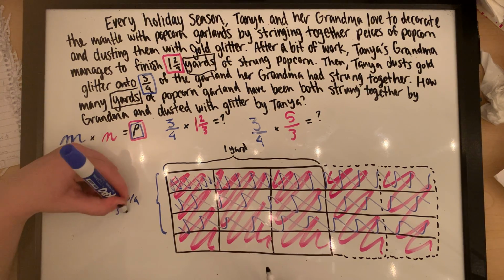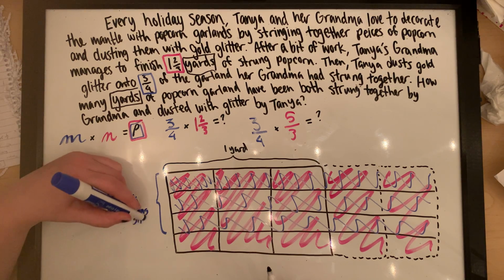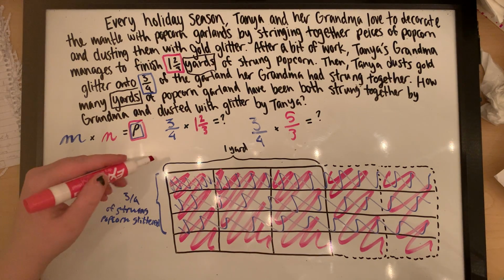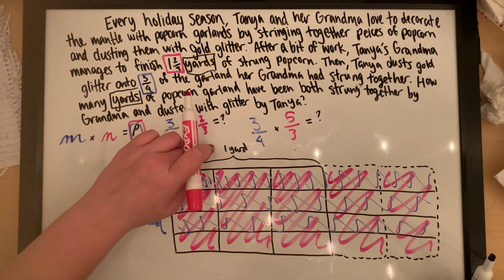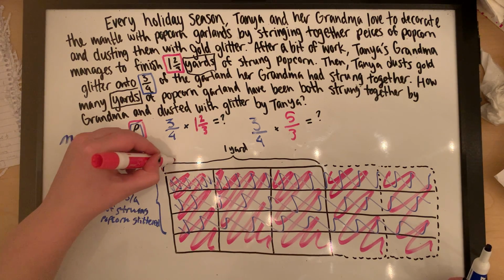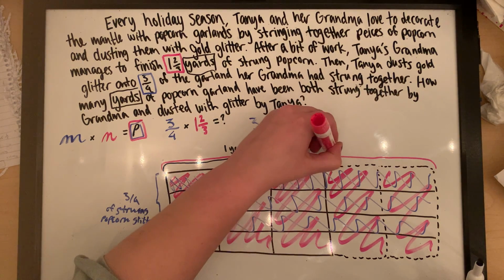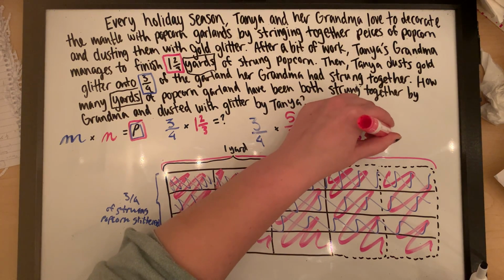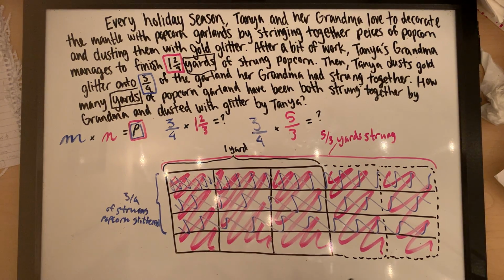3/4 of strung popcorn glittered. And then this amount is going to be yards strung, or 5/3 yards strung. Okay.